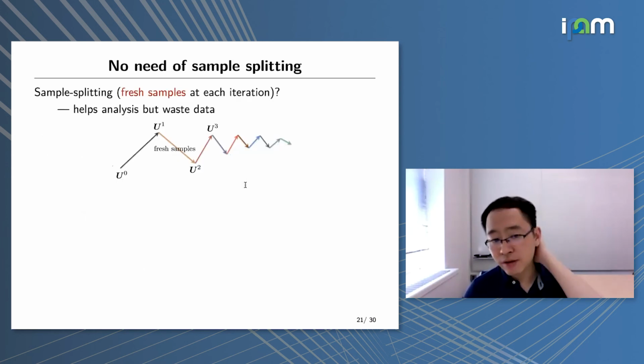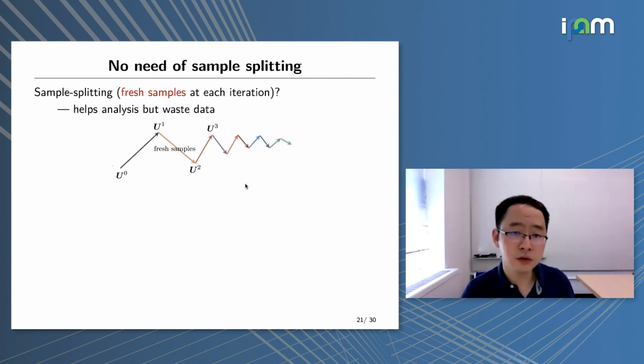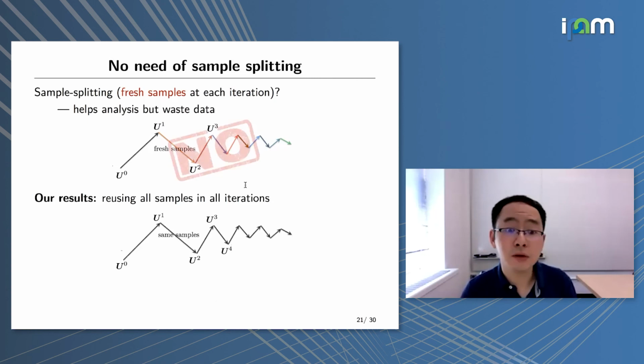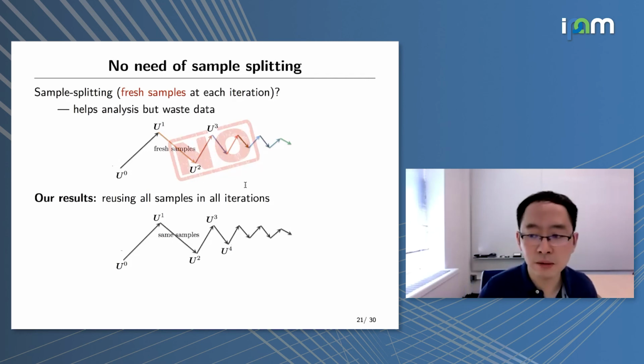One thing that I'd like to emphasize is that our theoretical guarantees do not rely on any sort of sample splitting. You are allowed to reuse all the samples across all the iterations. This is a good thing because a lot of prior work for matrix analysis uses sample splitting mostly to help analysis. But as a practical algorithm, it wastes data. Our results allow us to reuse all the samples, which is particularly useful in some sample-starved applications.